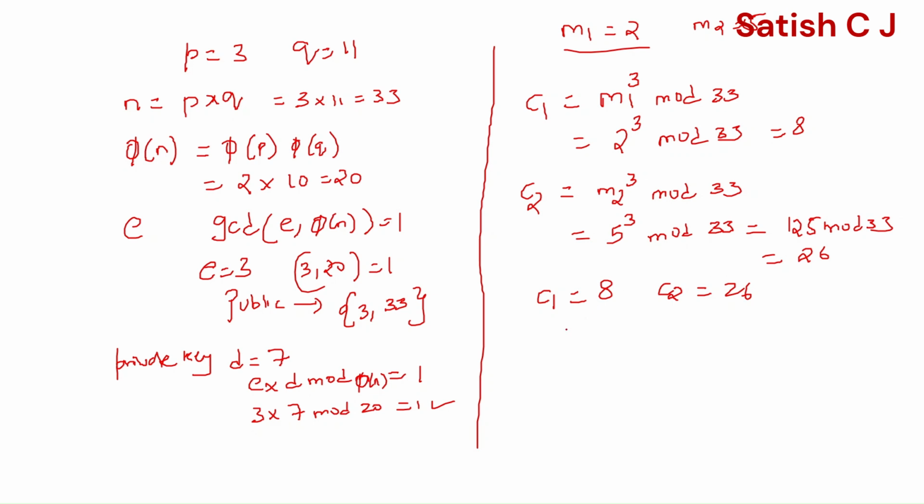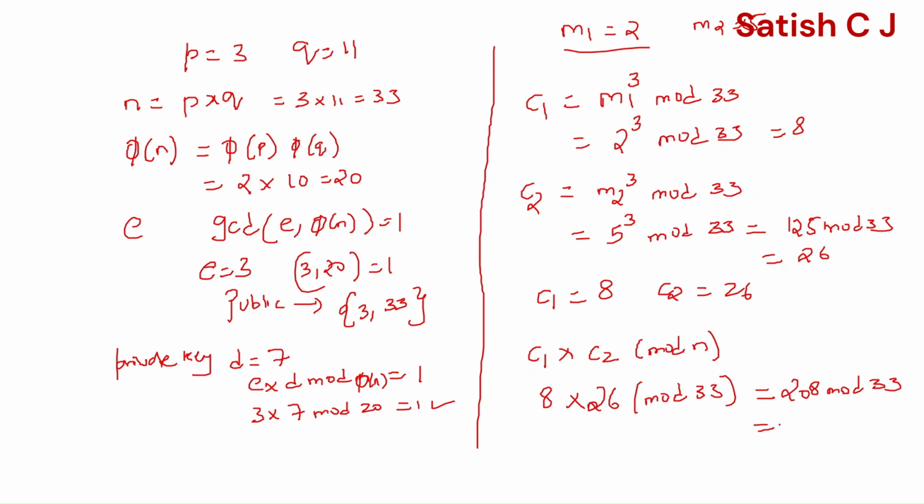The next thing that we have to compute is C total. C total is nothing but C1 into C2 mod N. C1 is 8, C2 is 26, and mod N is 33. So 26 into 8 is 208 mod 33. So 208 mod 33 is actually 10. What we have computed is C1 into C2 mod N, that is C total. The next thing is we should decrypt C total and see what value we get. So let me go to the next slide.